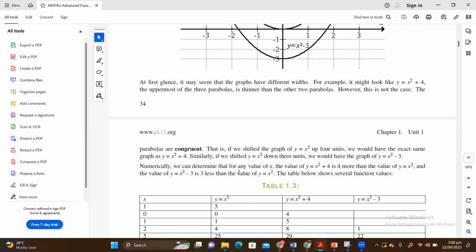Numerically, we can determine that for any value of x, the value of y is equal to x square plus 4 is 4 more than the value of x square. And y is equal to x square minus 3 is 3 less than y is equal to x square.